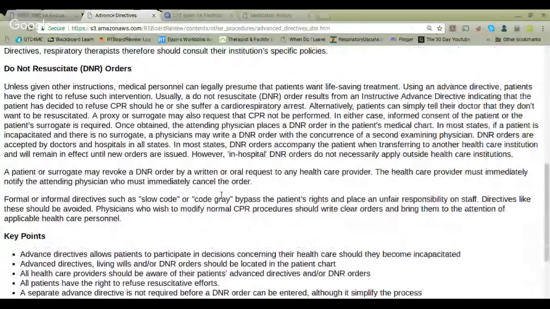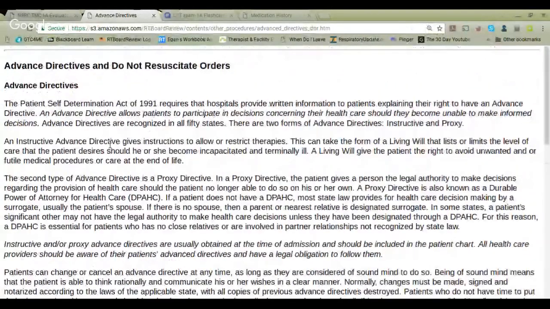Advance directives and do not resuscitate orders. The Patient Self-Determination Act requires that hospitals provide written information to patients explaining their right to have an advance directive. An advance directive allows patients to participate in decisions concerning their healthcare should they become unable to make informed decisions. Advance directives are recognized in all 50 states. There are two forms of advance directive: instructive and proxy.